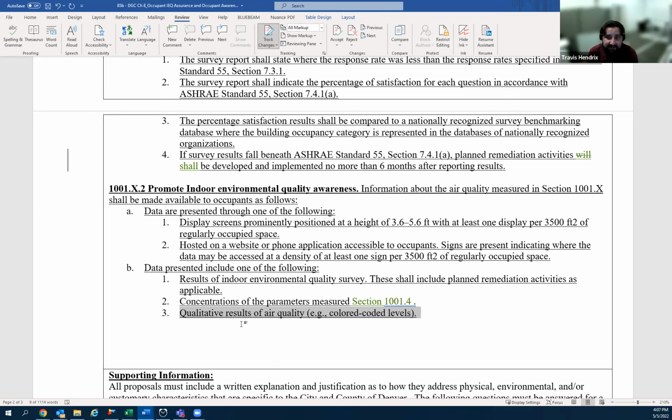The awareness side of things, I understand that part of this code is to try and bring awareness to the general population, but I don't see how putting displays every 3,500 square feet is going to provide any results unless people open the door and have extra stress because the building they live in has a red coat on it every other day. So I guess I'm just not seeing the point of that entire 1001.x.2 right now. But anyway, that's my 2 cents.